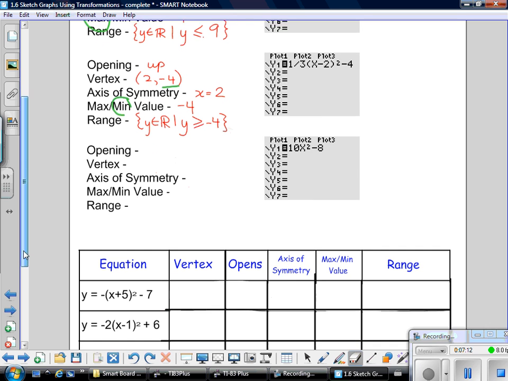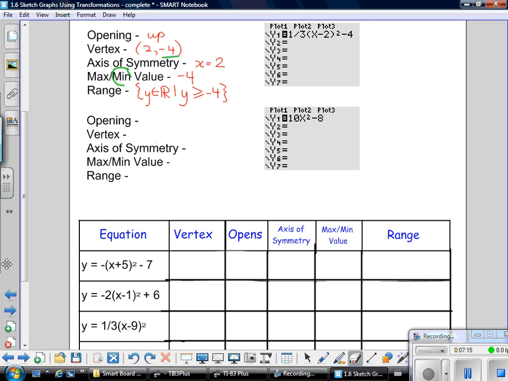Finally, the last one of this type of example is 10x squared minus 8. Well, it's positive 10, so it means I'm opening up again. My vertex, this time I don't have anything in with that x, so that means it's 0. And I have a negative 8 for my k. So my vertex is 0, negative 8. Axis of symmetry is always the x of the vertex, so x is 0.